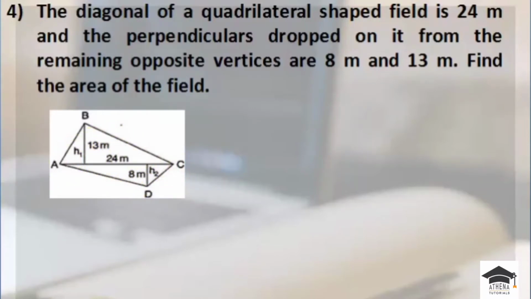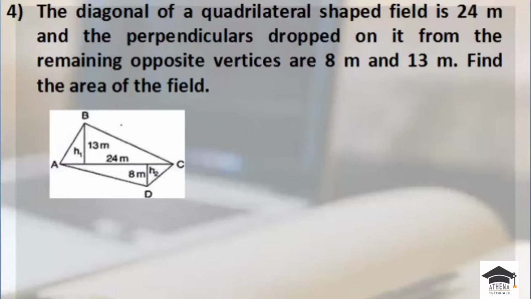And they have also mentioned that there are two perpendiculars from the remaining two vertices. A and C will become the diagonal, so the remaining two vertices are B and D. They are saying that there are two perpendiculars from these remaining two vertices, of length 13 meter and 8 meters. So we have to find the area of the field.